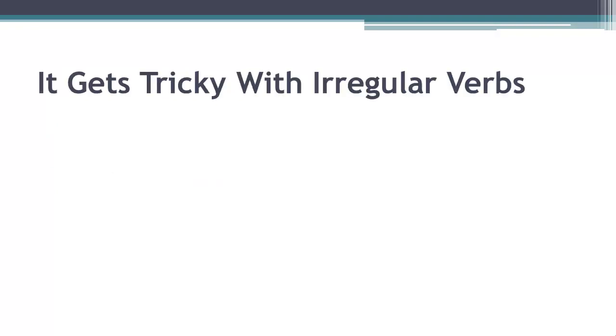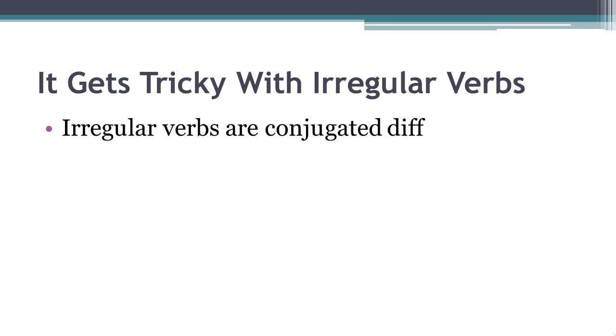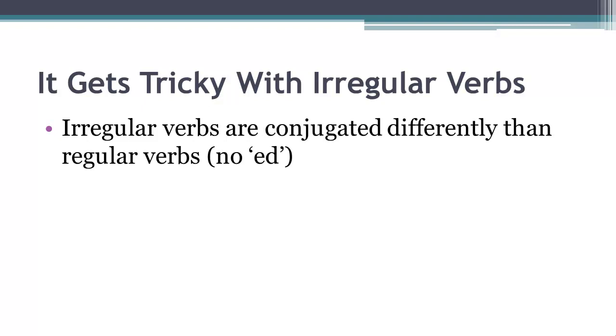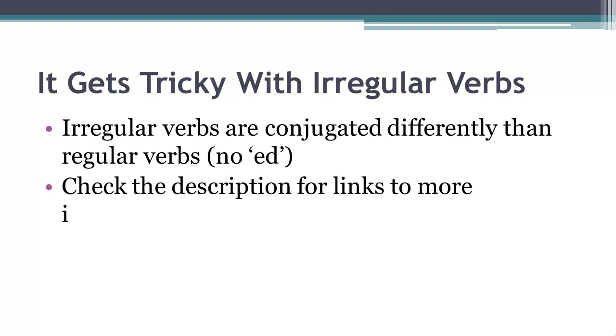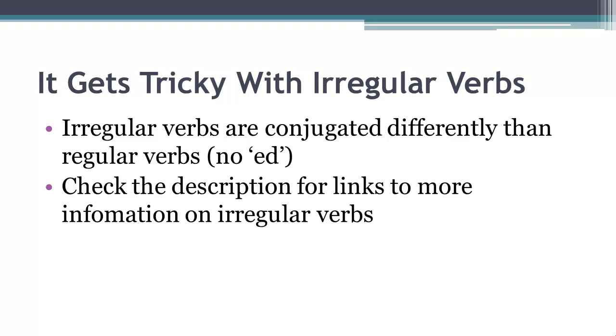lived. However, it gets tricky with irregular verbs. Irregular verbs are conjugated differently than regular verbs in that you don't add the E and the D at the end of them. So, if you want more information about this and links on where you can find lists of irregular verbs, just check the links in the description below.